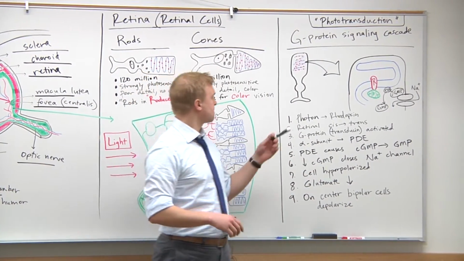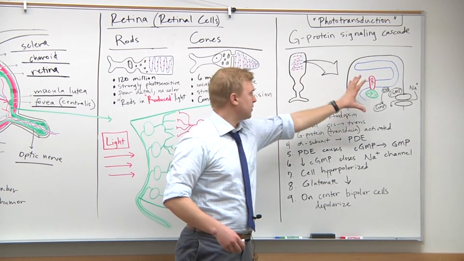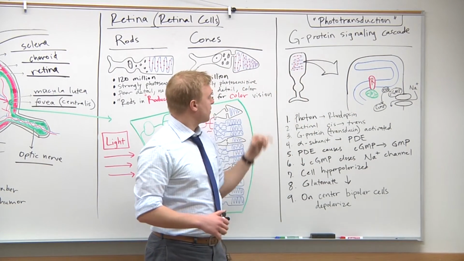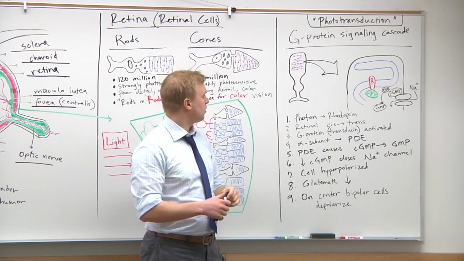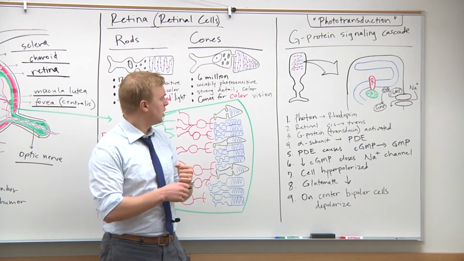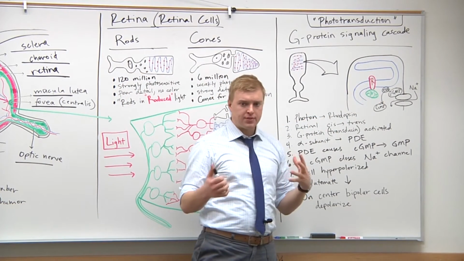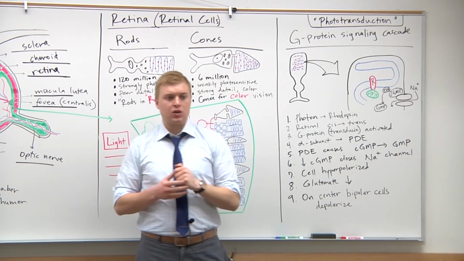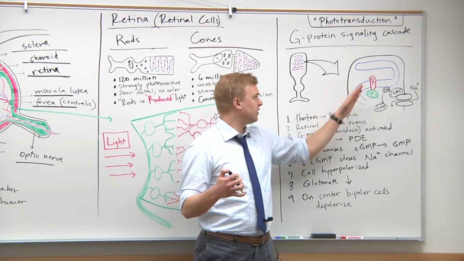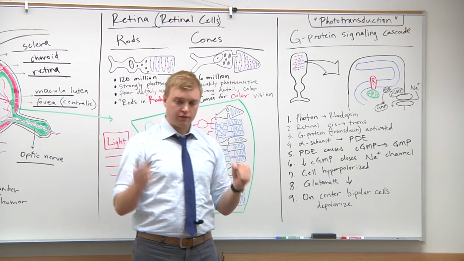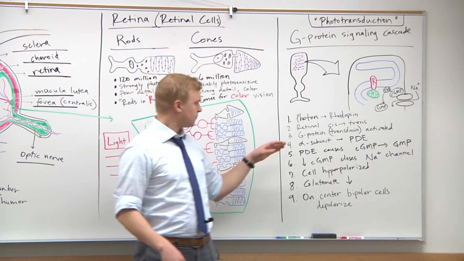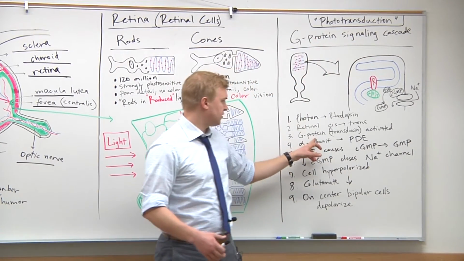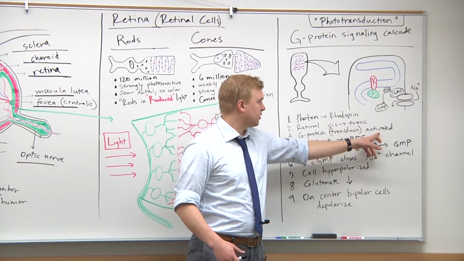So let's just look at this to give you an idea of what this is about. We'll have a rod here that I just blew up. And we have these membranes within the rods that contain a protein called rhodopsin. And rhodopsin has two parts to it. It has the opsin, which is the membrane protein, and then it has a molecule called retinal. And retinal, when it receives the photon of light, is going to be converted from the cis conformation to the trans conformation. And this is going to activate the G protein. Hence, phototransduction. The G protein is actually called transducin, which is going to be activated.